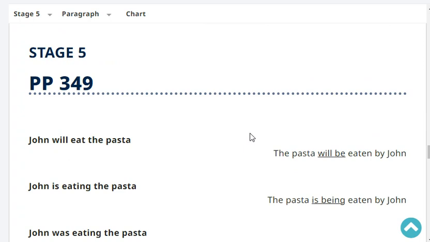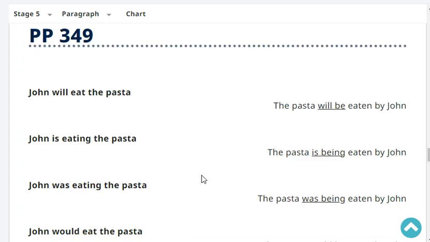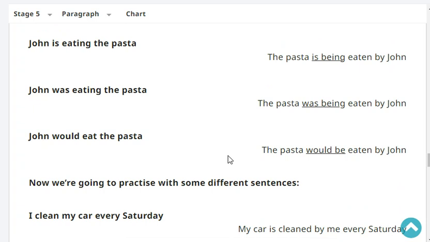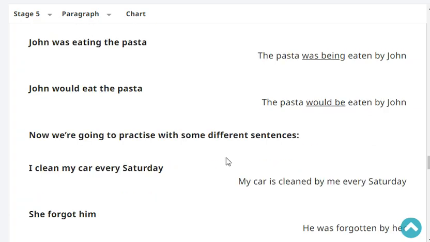John will eat the pasta. The pasta will be eaten by John. Very good. John is eating the pasta. The pasta is being eaten by John. Very good. John was eating the pasta. The pasta was being eaten by John. Very good. John would eat the pasta. The pasta would be eaten by John. Very good.